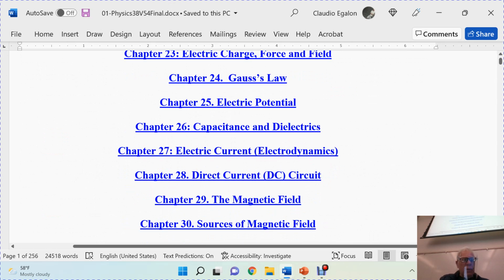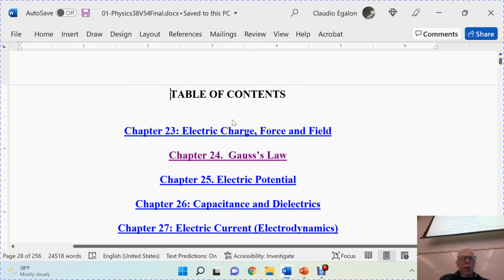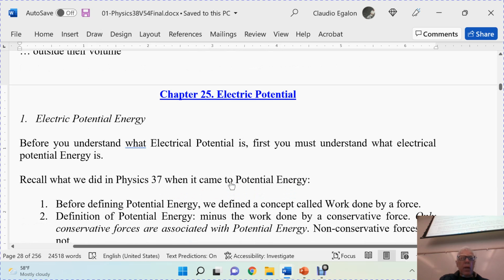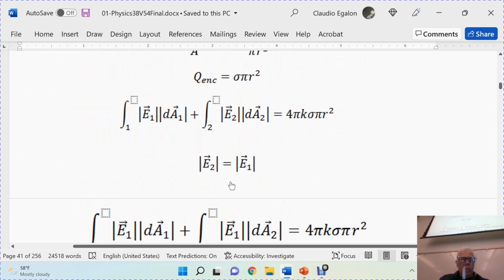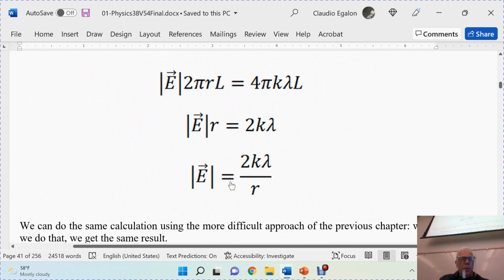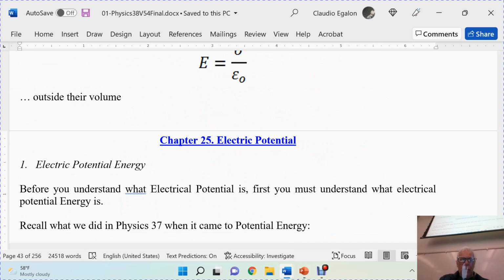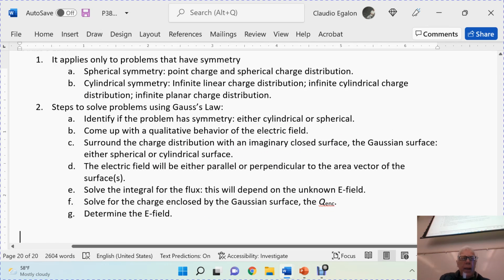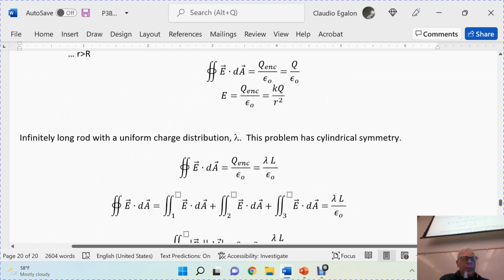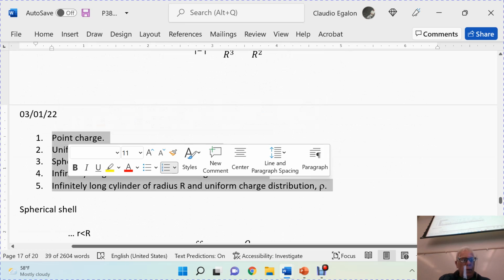Let's see if we did everything that we could have done. Here we go. Yeah, we did everything. Okay, so let's write it down. What were the charge distributions that we worked with? Again, I have a list there in the back, right? Here we go.